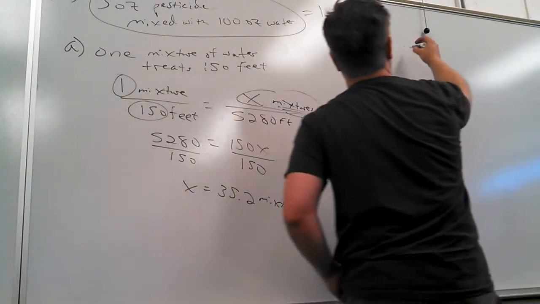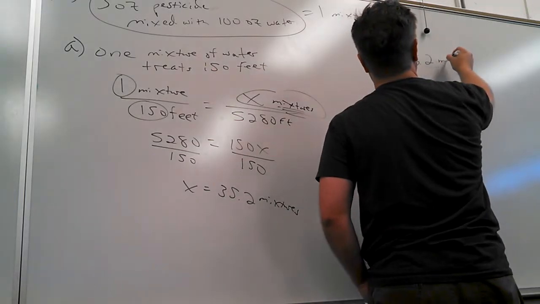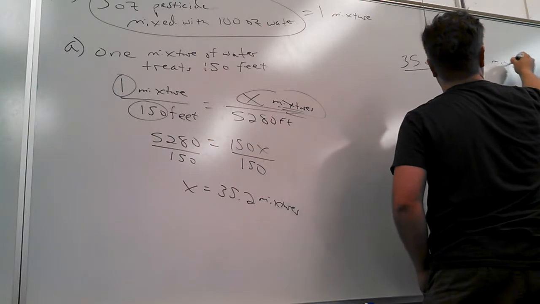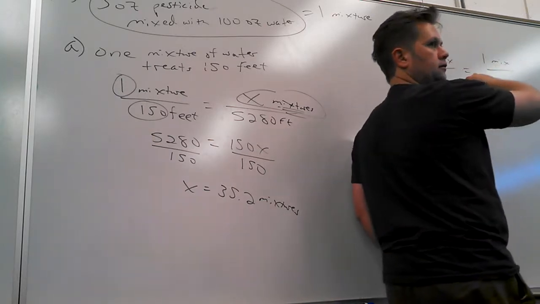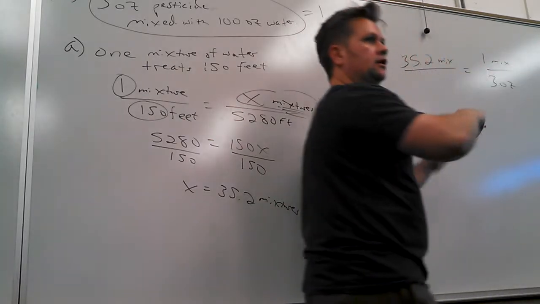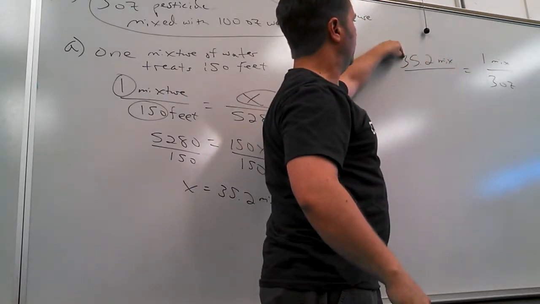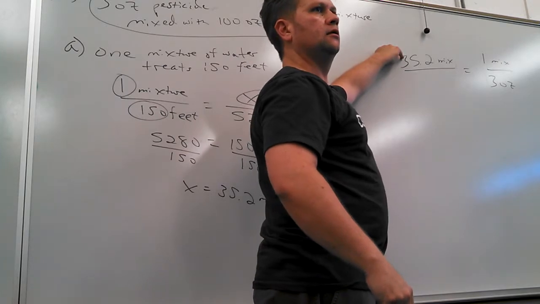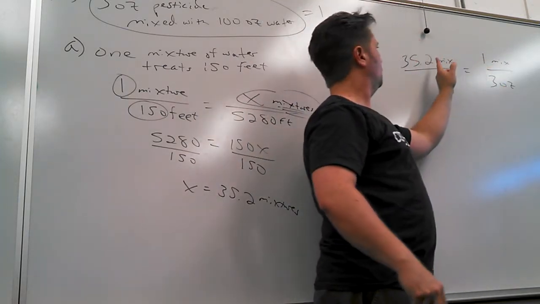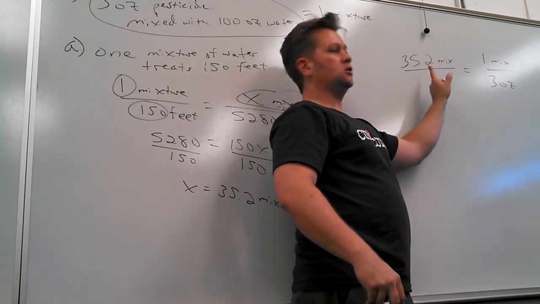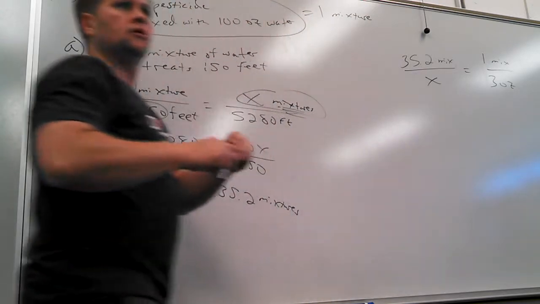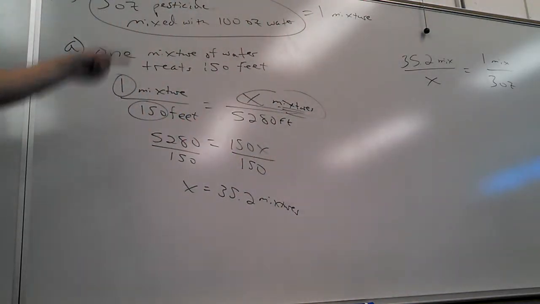So if I need 35.2 mixtures, and one mixture has how much pesticide? 3 ounces. You see how I can set up a proportion still? I have 35.2 mixtures I got to make. One mixture has 3 ounces. So for my 35.2 mixtures, how many ounces? I don't know. X. So then you can solve that.